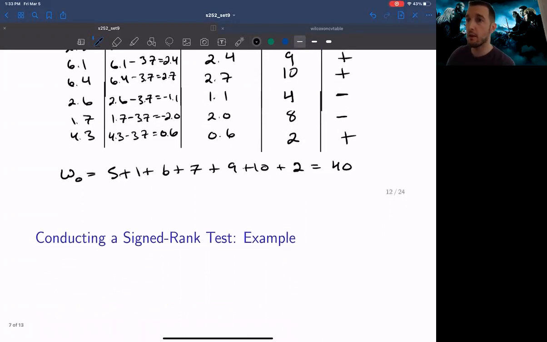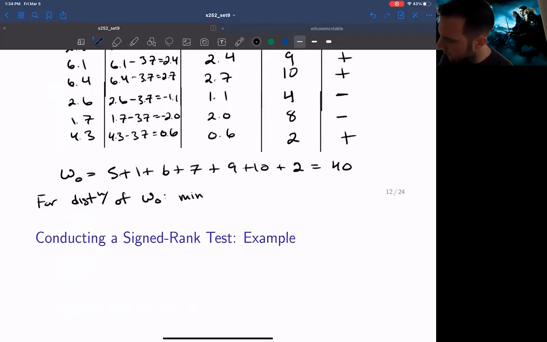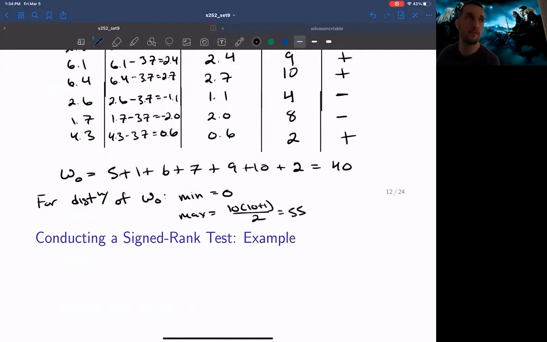Right. Now let's make a note about a few things for the distribution of the test statistic. For the distribution of W0, the min is equal to 0. The max is equal to 10 times 10 plus 1 divided by 2, which is 55. And the median is equal to 10 times 10 plus 1 over 4, which is 27.5.